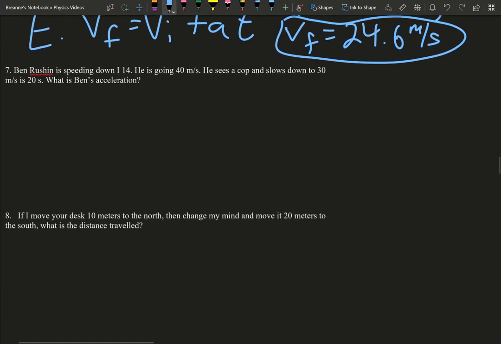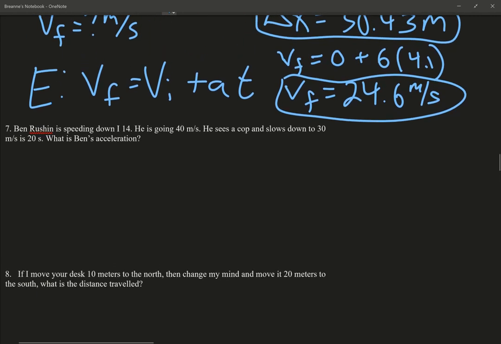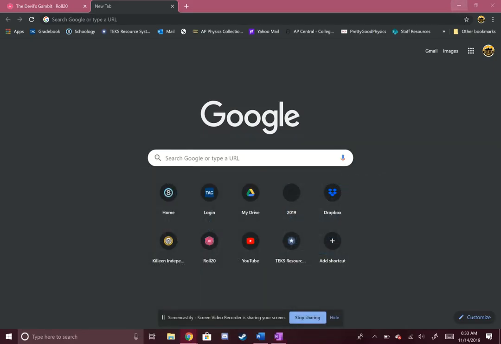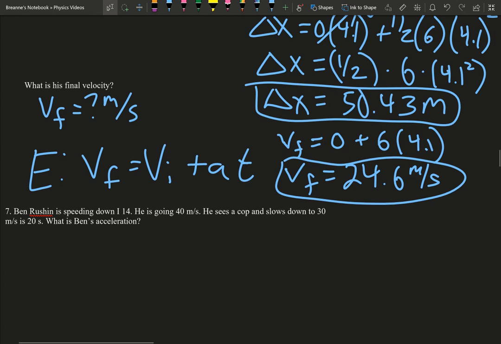Well, Ben's rushing again. So Ben Russian is speeding down I-14. He is going 40 meters per second. He sees a cop and slows down to 30 meters per second in 20 seconds. What is Ben's acceleration?